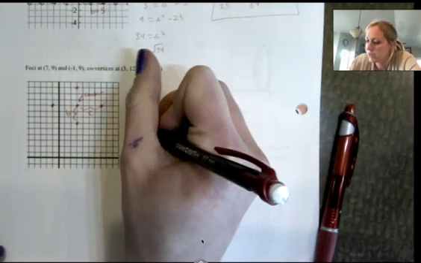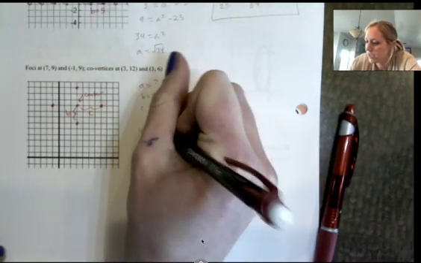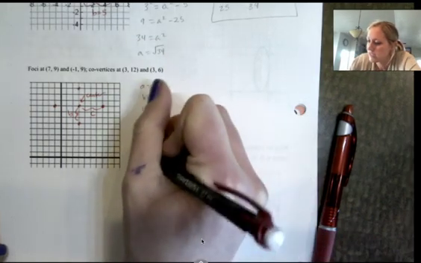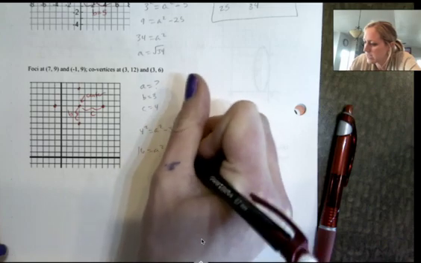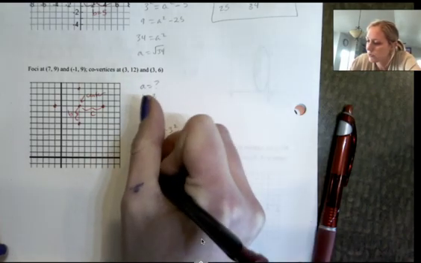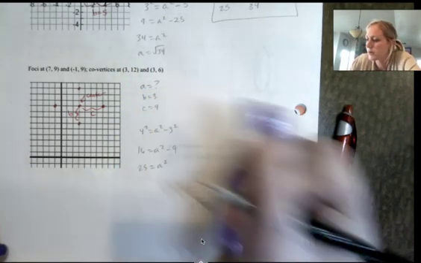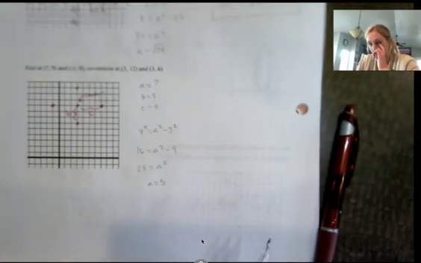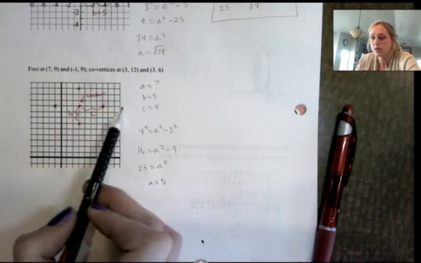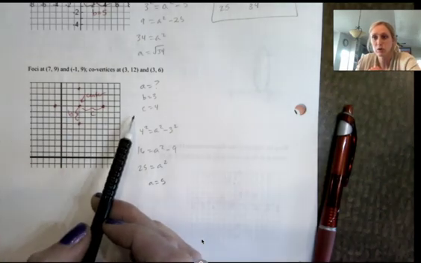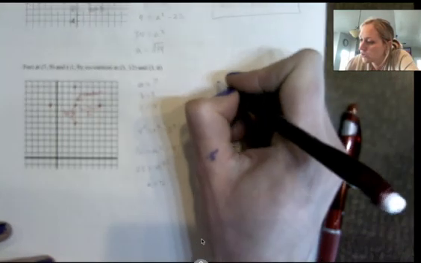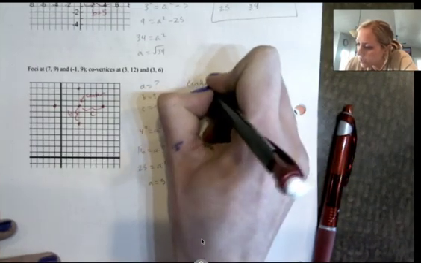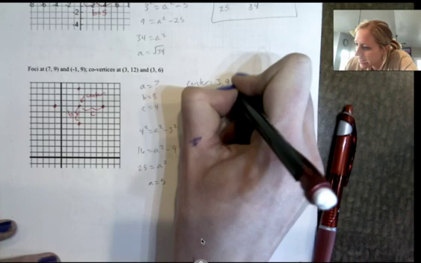Okay, so again, we got 4 squared equals A squared minus B squared. So we got 16 equals A squared minus 9. Add 9. So we got 25 equals A squared. So A is equal to 5. Okay, this one, the foci are always on the major axis, so this one's oriented horizontally. So our center, I'm going to write that out. Our center was at 3, 9.